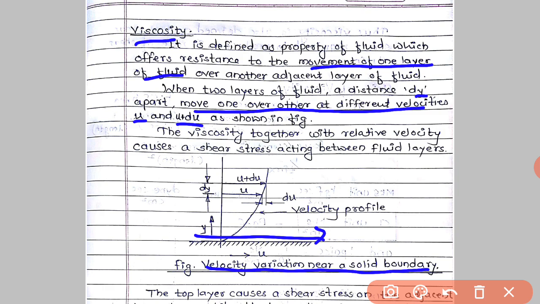The particles on the boundary have zero velocity. As we go up towards the upper surface, the velocity of each layer goes on increasing, and the velocity of the layer nearest to the surface is the free stream velocity or maximum velocity. So the viscosity together with the relative velocity causes shear stress acting between the fluid layers. So simply, viscosity is the resistance offered by one layer of the fluid to the movement of another layer of the fluid.